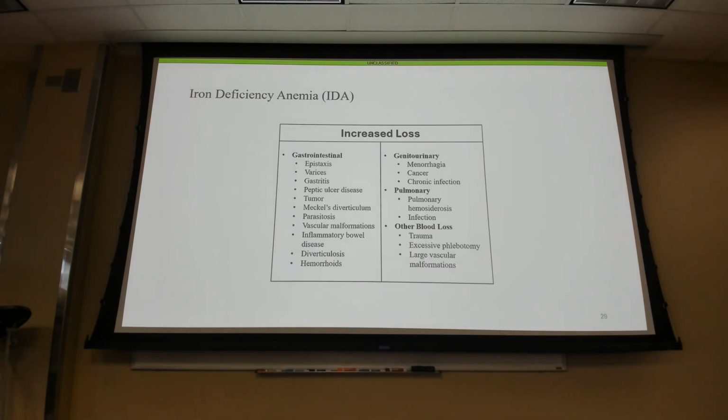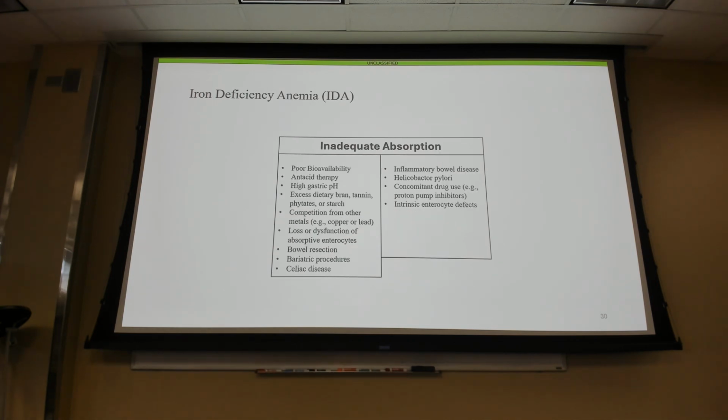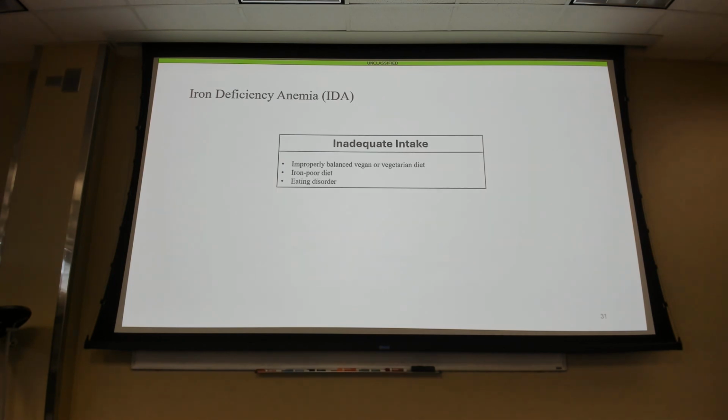All right, more loss, increase. So there you go. Epistaxis, sure, varices, you name it. Anything that could cause you to lose blood. Trauma, obviously. And then absorption problems. Let's see, antacids, bowel resection, yep. So again, absorption, and then just intake issues. For whatever reason, supply problem, demand problem, you're just not getting the iron you need.